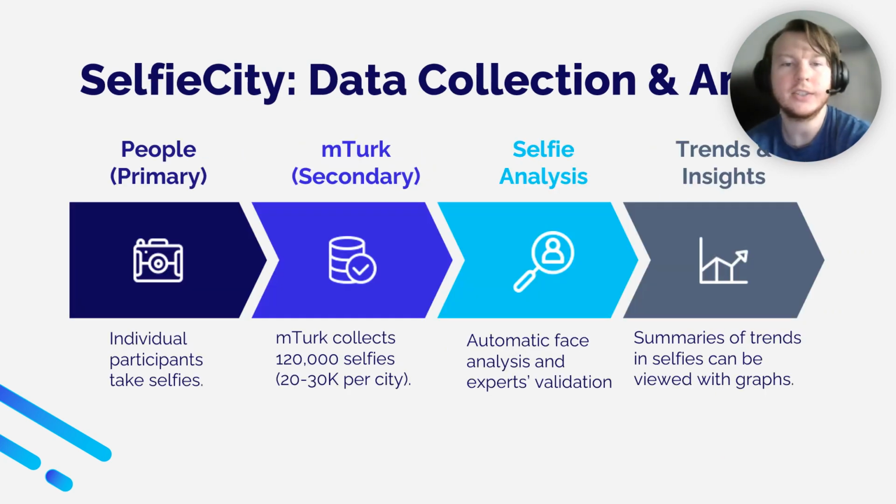So we are next going to talk about the Selfie City project and website. First, we just have a slide on how the data was collected. So the way the Selfie City site found its data was that individual participants in different cities took selfies. They were able to submit those through MTurk to this database. MTurk collected something like 100-something thousand selfies. There was analysis done automatically with experts' validation, and then summaries of trends and selfies can actually all be seen on this website.